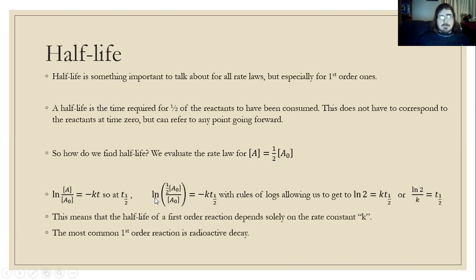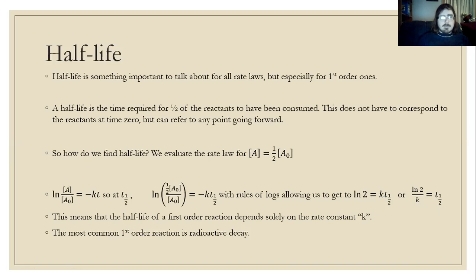If I take that negative and factor it over, then I can get ln 2 equals K at time 1/2. There's a point where I can say ln 2 over K is equal to the half-life time. Now you notice, half-life time is only dependent on constant K and the number ln 2, meaning the half-life of a first-order reaction rate depends only on the constant K and will not change.